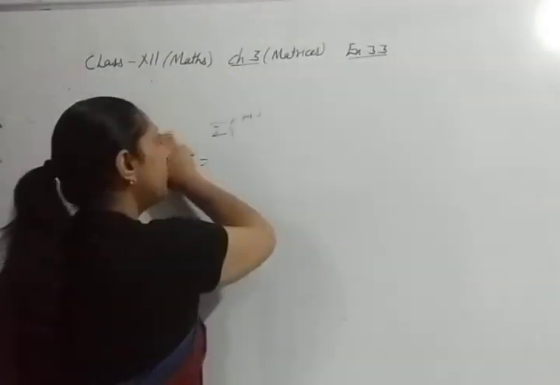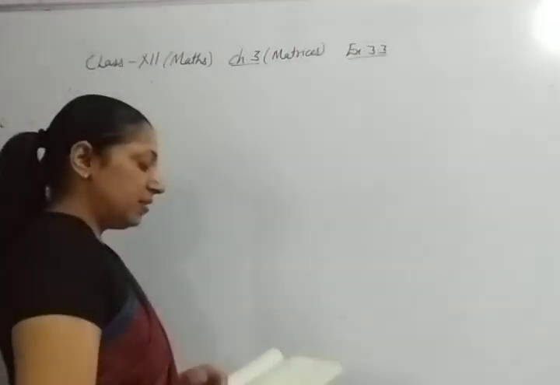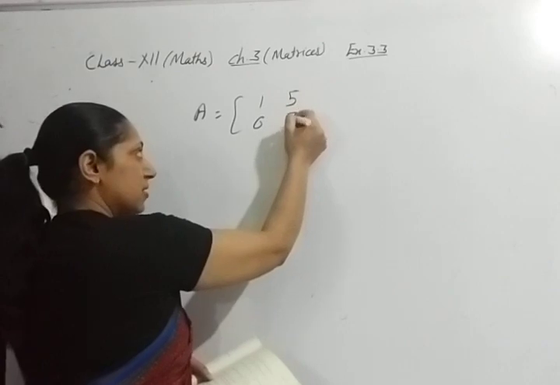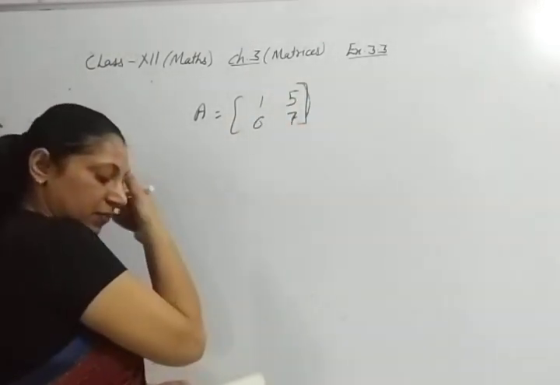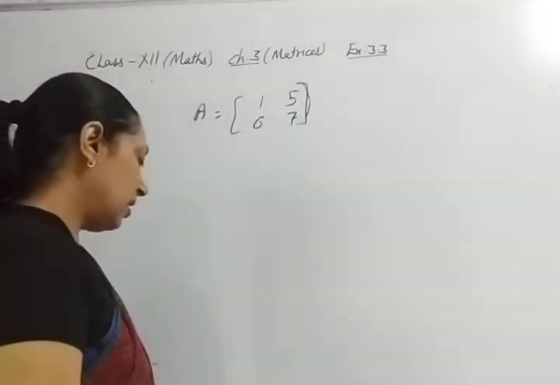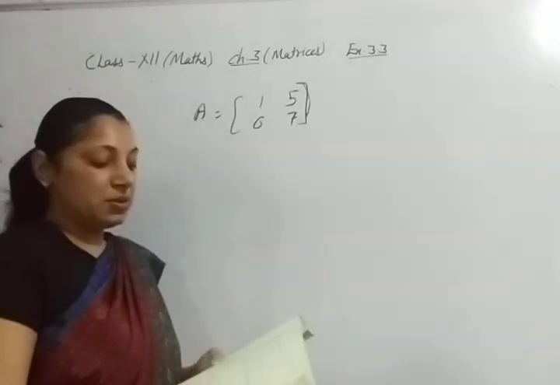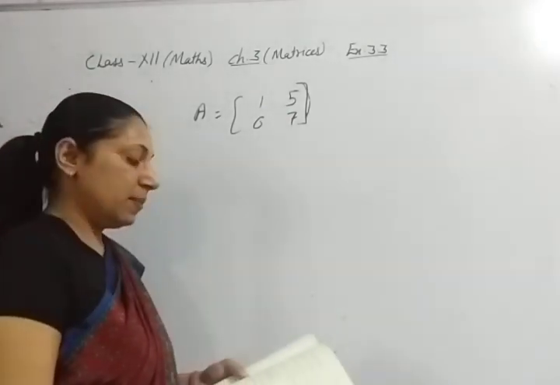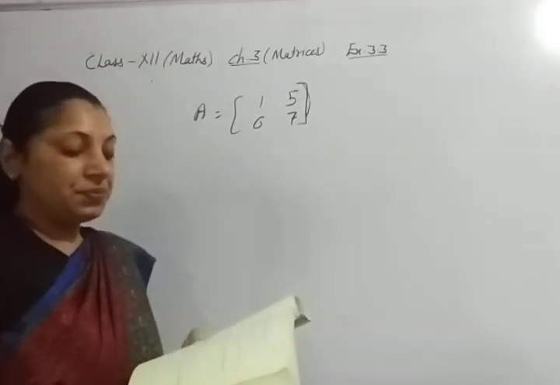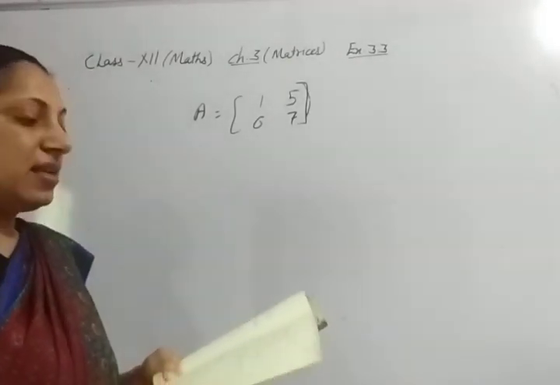Now come to the exercise. Our next question, question number 8. For the matrix A is equal to 1, 6, 5, 7, verify that A plus A transpose is a symmetric matrix and A minus A transpose is a skew symmetric matrix. So try this question yourself. And question number 9 also. We have to find the value of half of A plus A transpose and half of A minus A transpose.